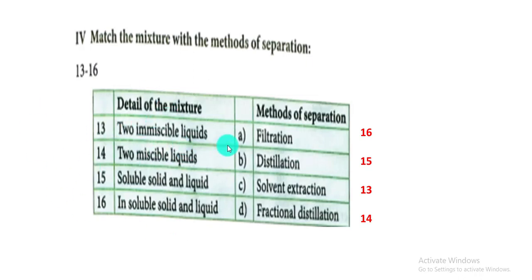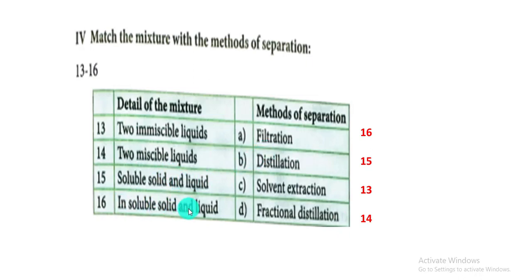And match the following with the methods of separation. Two immiscible liquids can be separated using solvent extraction. Two miscible liquids can be separated using the method called fractional distillation. Soluble solid and liquid.